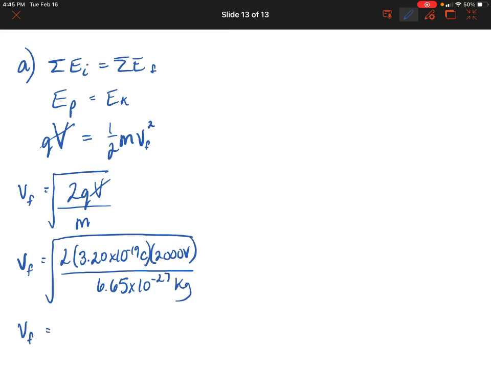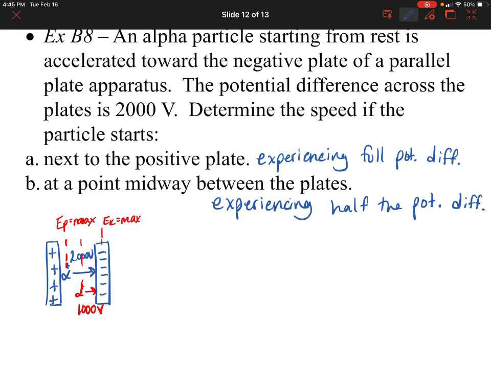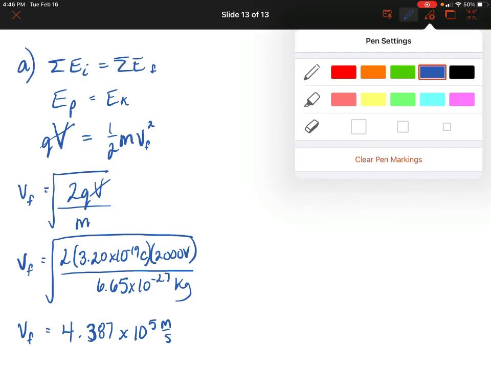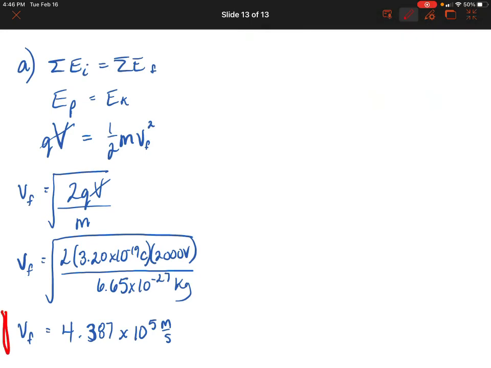I think I said proton. I meant to say alpha particle. And you do have the mass of the alpha particle on your data sheet as well. And we get our final velocity as 4.387. We do need 4 significant digits, got 4 there, and that's all that was given to us. So 4.387 times 10 to the 5 meters per second. And there we go. That's the final velocity if it started right next to the positive plate.